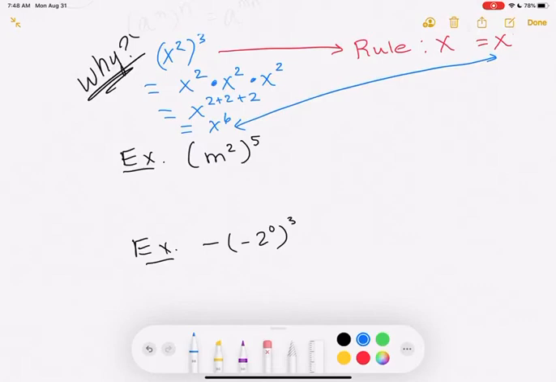So for the first one, what is my base? It's m, right? So this one is just m, and then just 2 times 5 is 10. So you can either just write 10, or you can write 2 times 5, and then tell me m to the 10th. Either one.